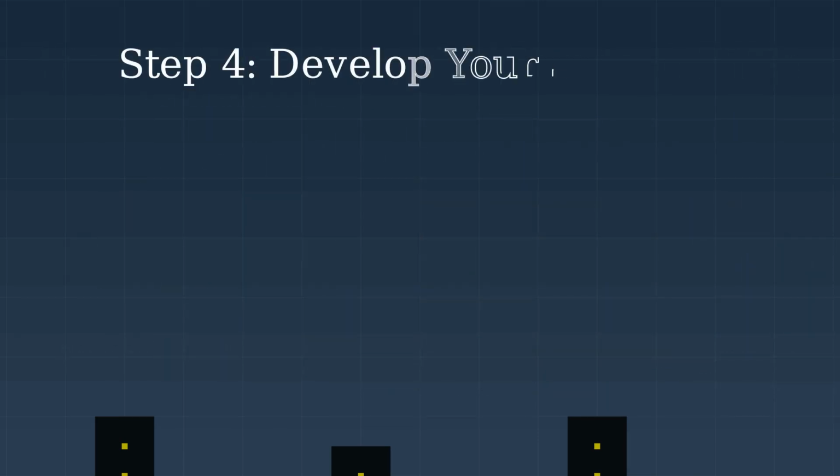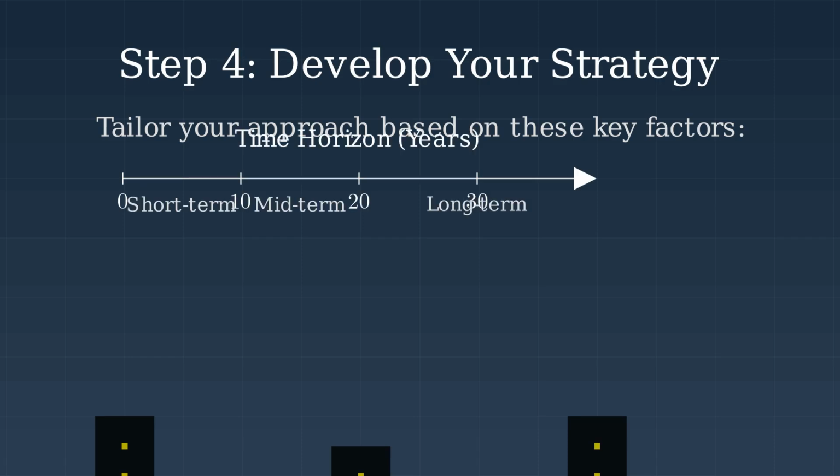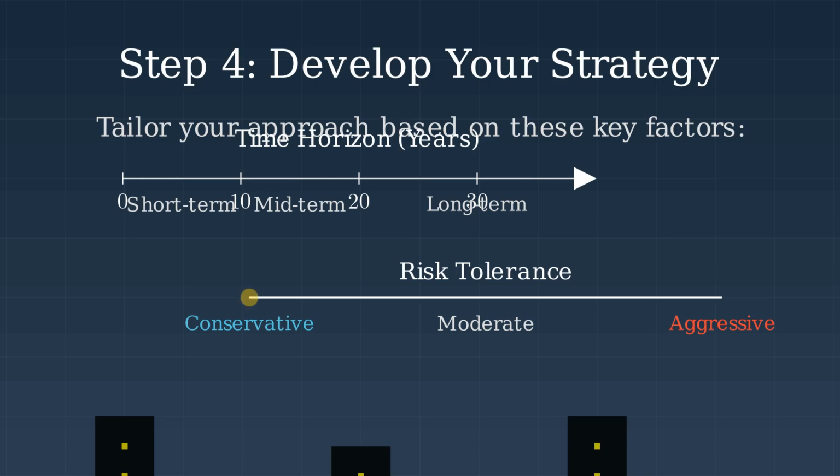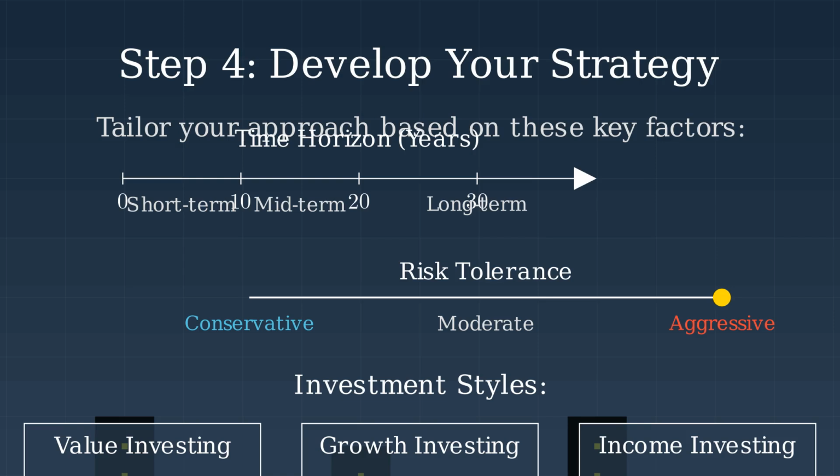The fourth step is to develop an investment strategy tailored to your personal situation. Your time horizon is crucial. Short-term goals might require more conservative investments, while long-term goals allow for more aggressive growth strategies. Your risk tolerance determines how comfortable you are with market fluctuations. It ranges from conservative to aggressive. Based on these factors, you might adopt value investing, growth investing, or income investing strategies. Each approach has different goals and methods.